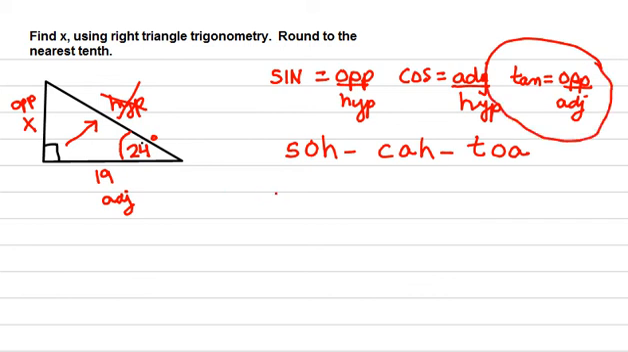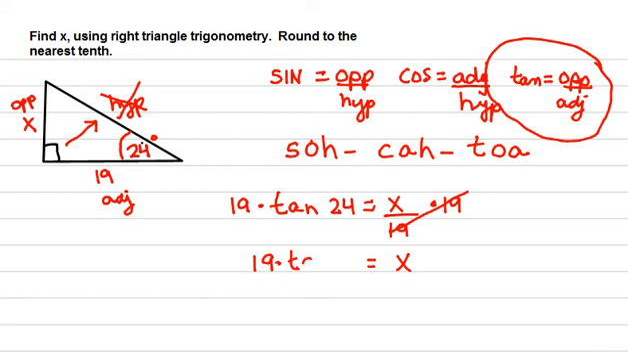So we're going to write out the tan of my angle, which is 24, is equal to the opposite side over the adjacent side. And we're going to solve this algebraically for x. We're going to multiply both sides by 19. We're going to get that x equals 19 times the tan of 24. And I'm going to flip this problem over so x is on the left-hand side. X equals 19 times the tan of 24.